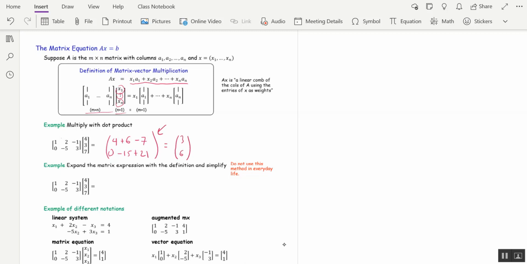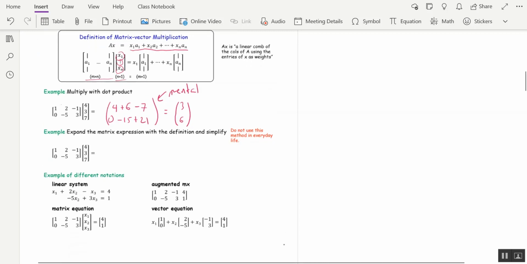Now this step you can do mentally. You don't have to show me that step when you're doing matrix multiplication. After you do enough of these, you'll be able to do that in your head and go straight to 3, 6. Let me show you what the theorem says. The theorem says you would do this matrix multiplication as follows.